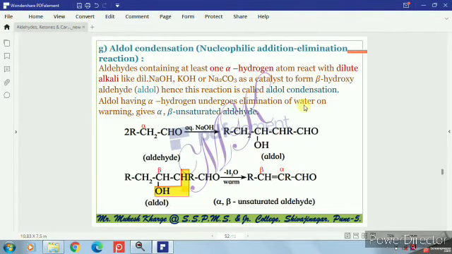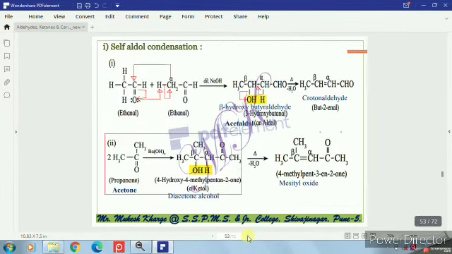If it loses water on heating, then we get alpha beta unsaturated aldehyde. So this point must be mentioned in your answer for aldol condensation.